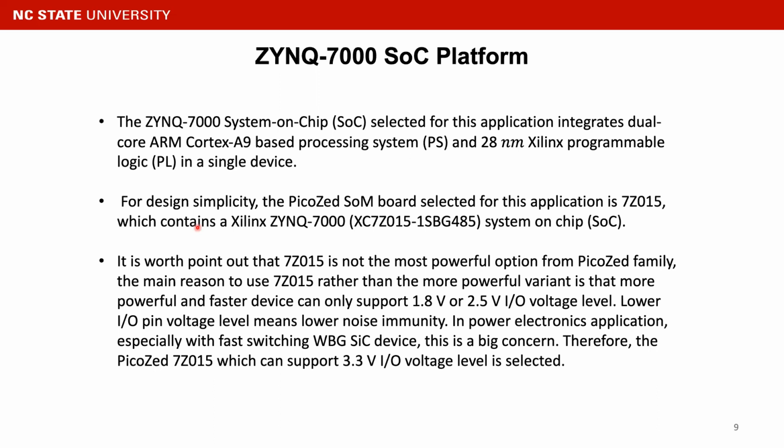The main reason we use this variant rather than a more powerful variant is that more powerful and faster devices can only support 1.8 or 2.5 volt I/O voltage. Lower I/O pin voltage level means lower noise immunity. In power electronics applications, especially with faster switching wide bandgap silicon carbide devices, this might be a big concern. Therefore, we selected this variant, which can support 3.3 volt I/O voltage.